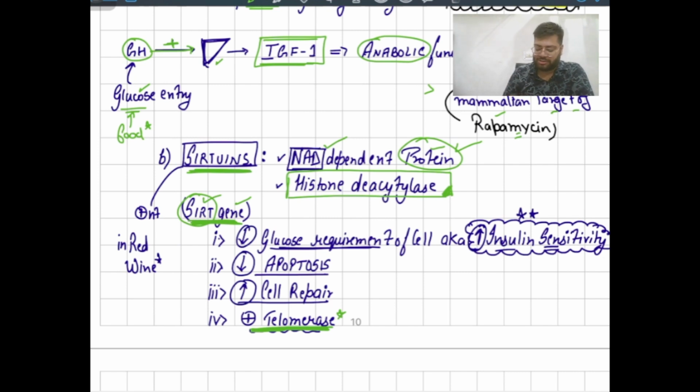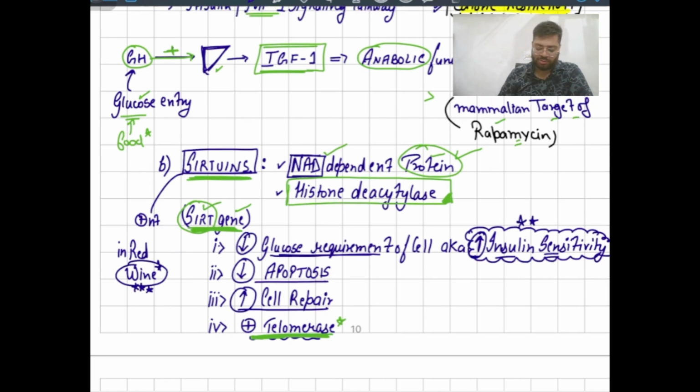There is one thing you must know. Wine, particularly alcohol, is found to have a certain kind of sirtuin activator in it. So this is the topic of cell aging. Four main factors. We have discussed all of them.